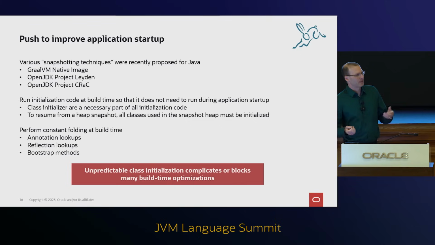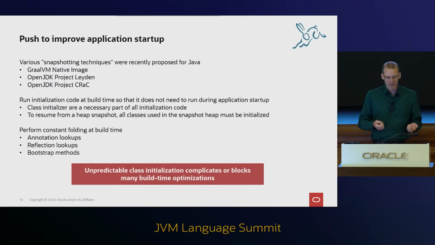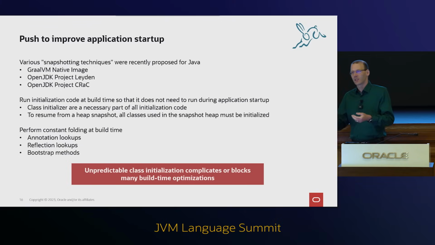All the examples I had before were things that we really want to do only once and constant-fold. If I have an annotation lookup, and just by looking at it I know the result, I know isAnnotationPresent is always false, I want to execute that at image build time in GraalVM native image. I want to write a condenser that replaces this annotation lookup with false.